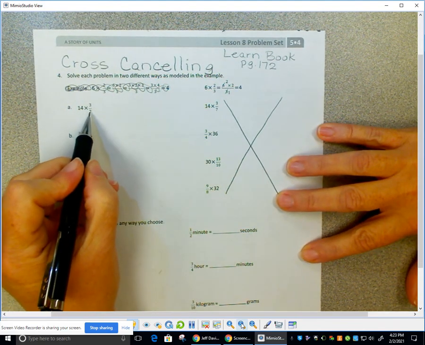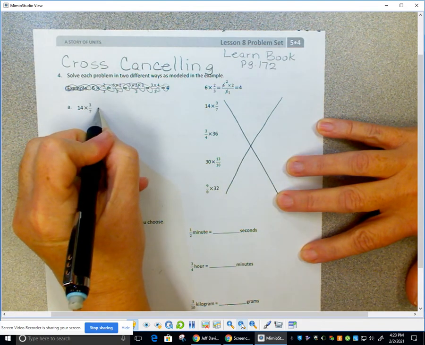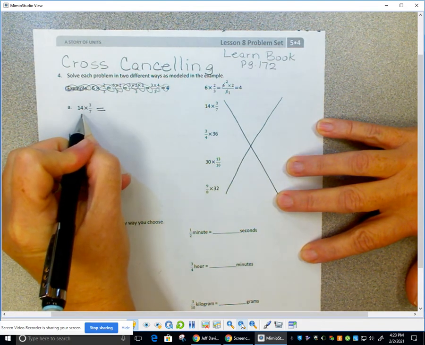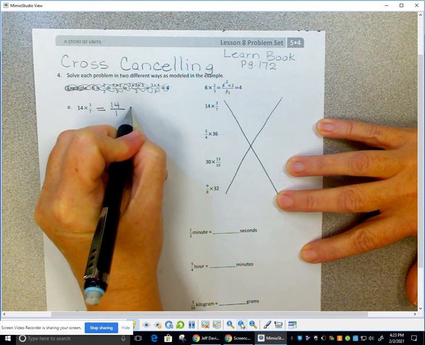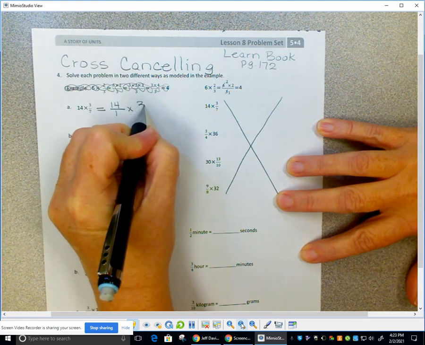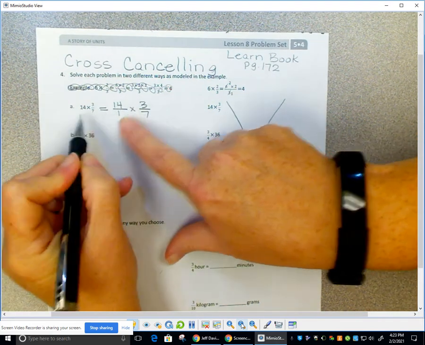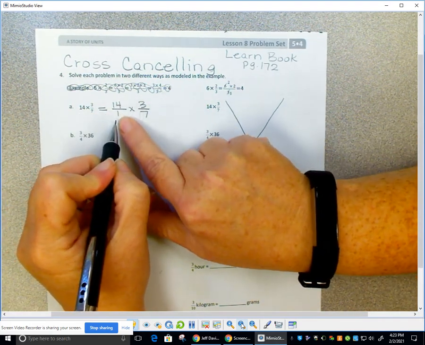We've got 14 times 3/7 equals, I'm going to slap a 1 under that 14 times 3/7. I wrote the exact same problem except I put a 1 under it.